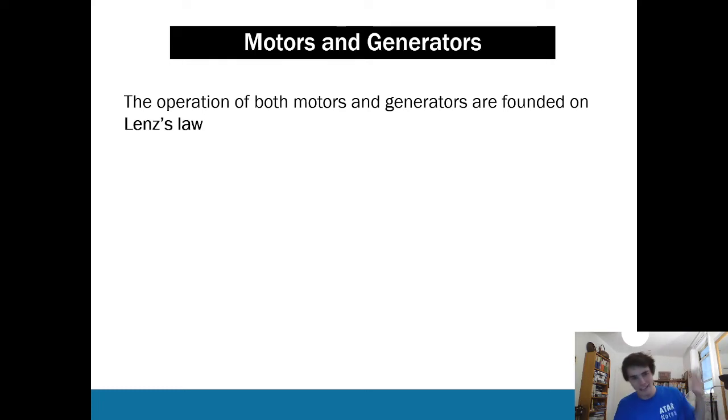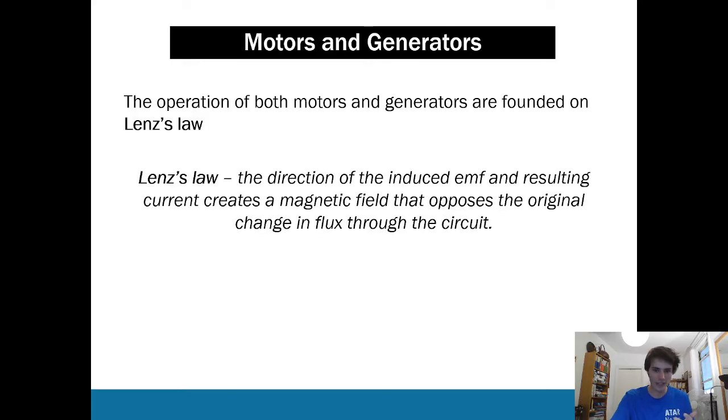Now, we've just talked a little bit about Lenz's law and trying to figure out which change opposes the initial change that we have going on here. Lenz's law states that the direction of the induced EMF and the resulting current creates a magnetic field that opposes the original change in flux through the circuit. In general, if we are doing questions specifically on Lenz's law, I like to break down my process into two steps. First of all, what is the actual change in flux that's going on here?